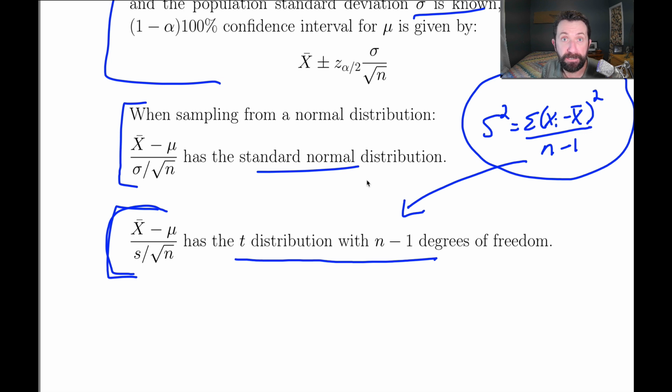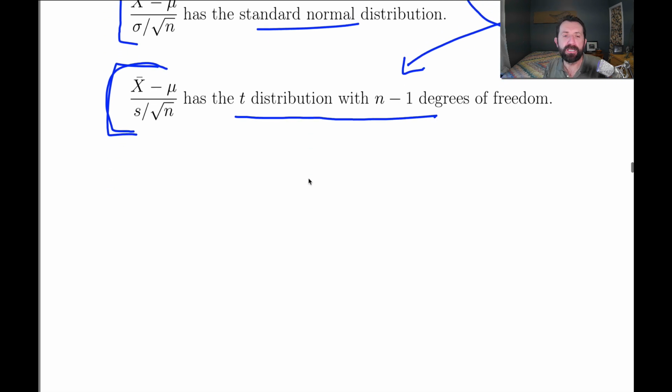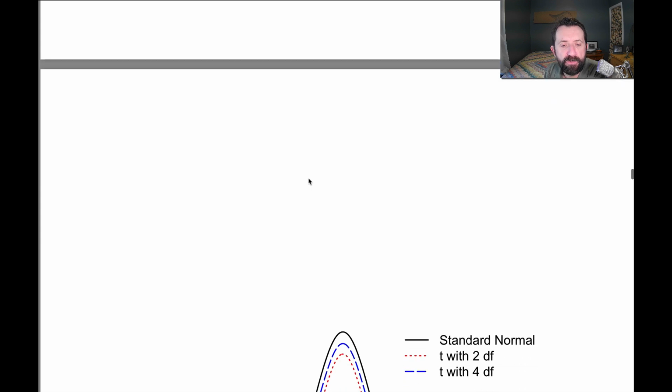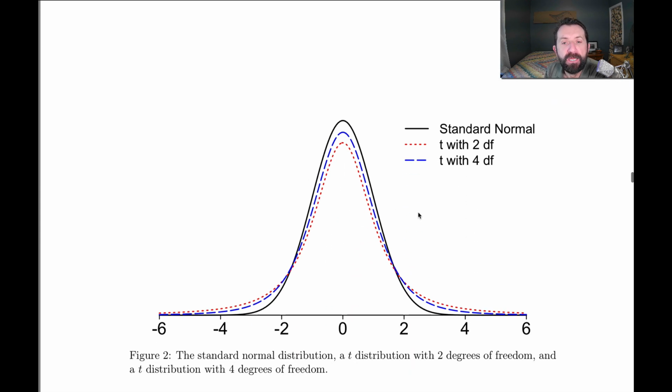Yeah, it is. And then wait a minute, as your sample size gets really big and S gets to be a better and better estimator of sigma, isn't it going to get closer and closer to the standard normal? Yeah, it is. So let's look at these things then. With that notion in mind, here we go.